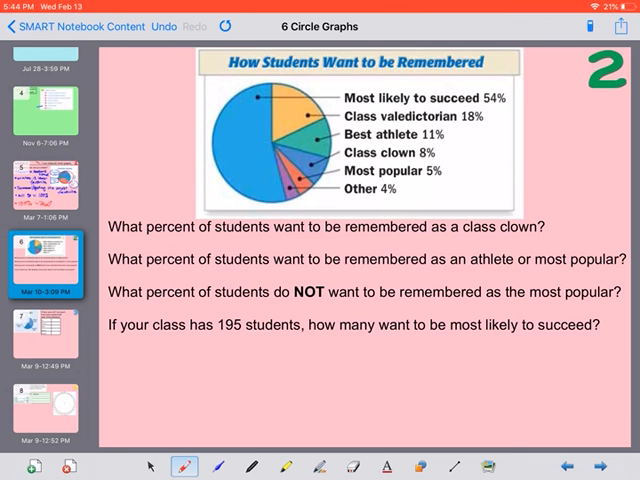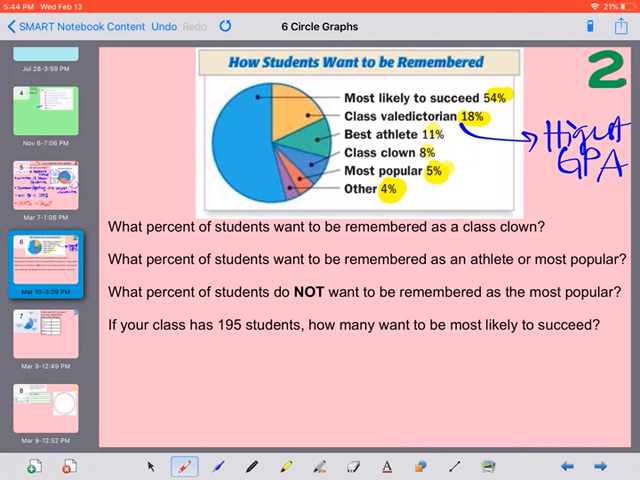So we're going to look at a different circle graph. This was asked by students. It says how students want to be remembered. So when you leave middle school or high school, how do you want to be remembered? 54% said they wanted to be remembered as most likely to succeed. 18% said class valedictorian. Valedictorian means that they have the highest GPA. And so on: 11% best athlete, 8% class clown, 5% most popular, and 4% said something else.